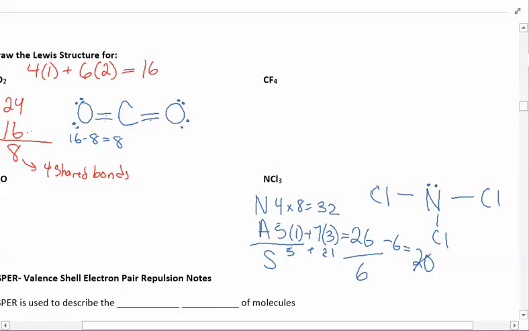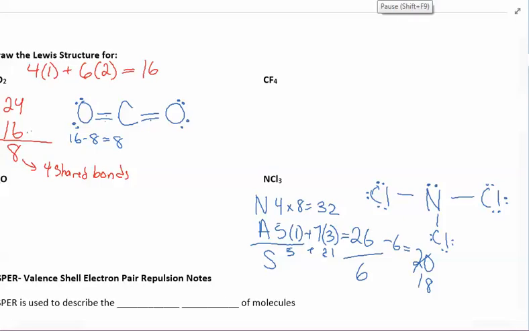So now I have 18 electrons remaining. Well, 18, I have 3 things that are identical. 18 divided by 3 is 6. So each of the chlorines is going to get 3 lone pairs on it. And I then have my Lewis structure. So again, try the other 2 by yourself.